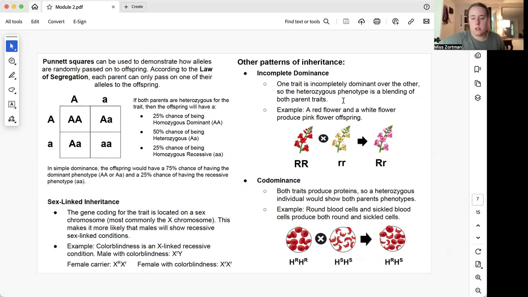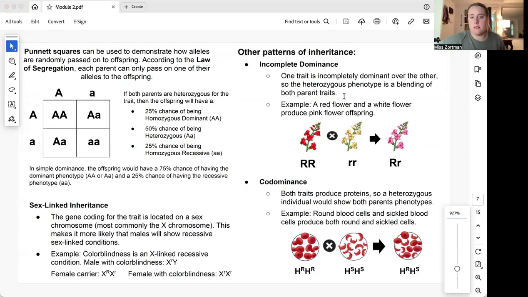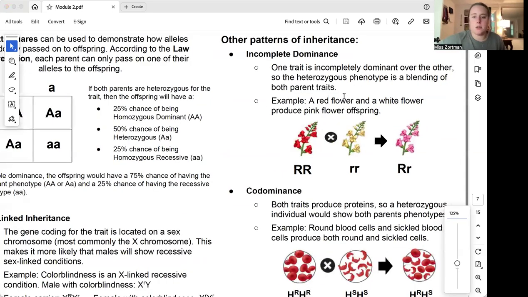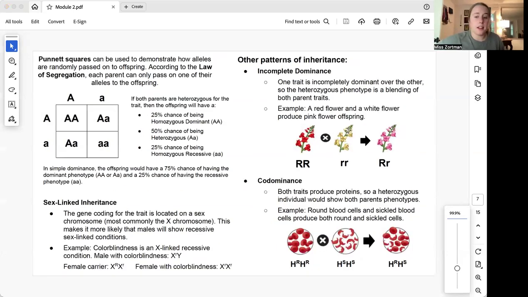All right, two that I do see a lot of are incomplete dominance and codominance. When I did the review in my class, a lot of students mix these two up. More remember codominance than incomplete. So let's talk about the difference so you don't run into that error.